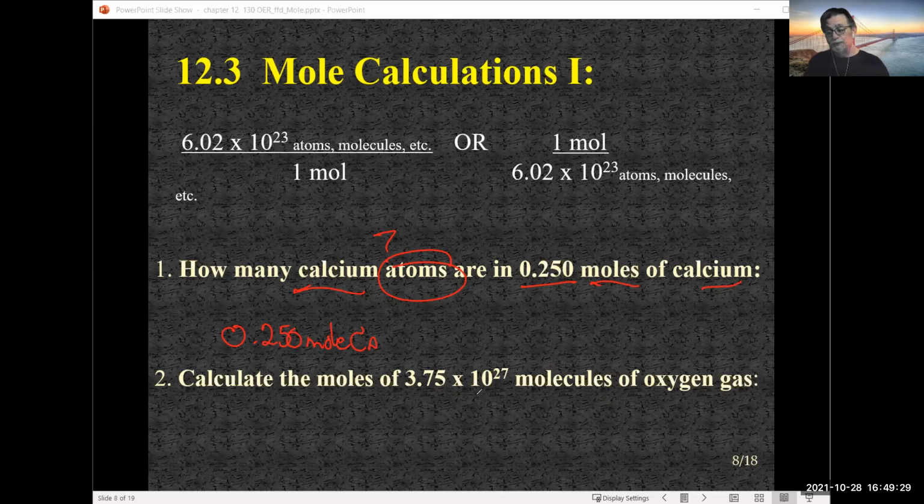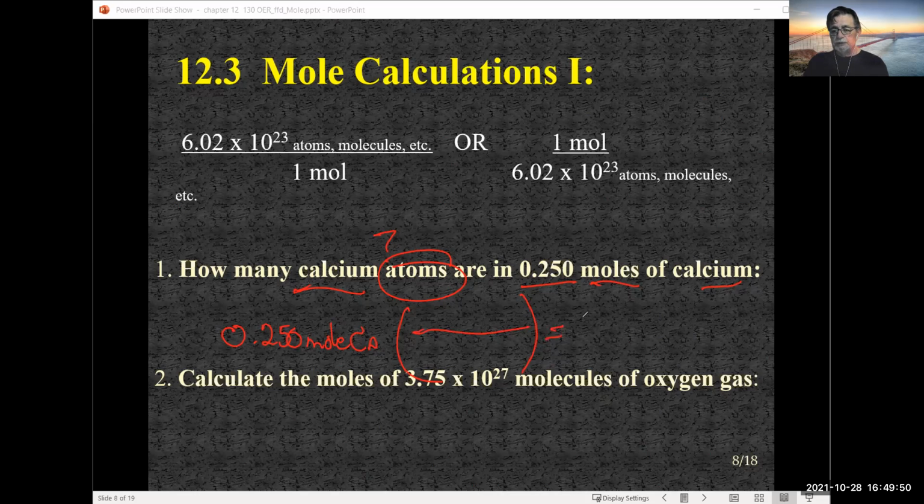A quarter is 0.25. I'm anticipating the type of number I'm going to get, but since I'm starting with 0.25, which is a quarter, I should end up with about a quarter of the value for Avogadro's number. So I'm going to need a conversion factor here.